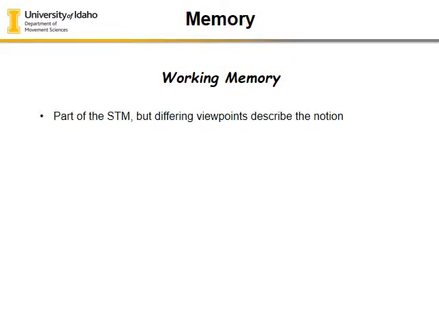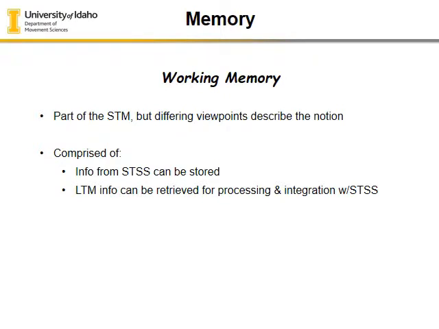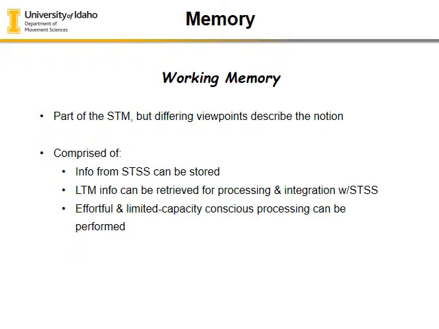Now, this is the one where some people will refer to this and some people will bring it in, but this is really called the working memory. It's really part of that STM, or the short-term memory, but there are different viewpoints that describe this notion of working memory. Think about this: it's comprised of information from the short-term sensory store that can be stored, and also long-term memory info can be retrieved for processing and integrated within the short-term store. So working memory is that ability to bring things from the short-term sensory store and the long-term memory into an active area where we're looking at it. It's a very effortful and limited capacity, but it's that conscious processing where you're really actively thinking about and trying to remember or practice or rehearse this information.